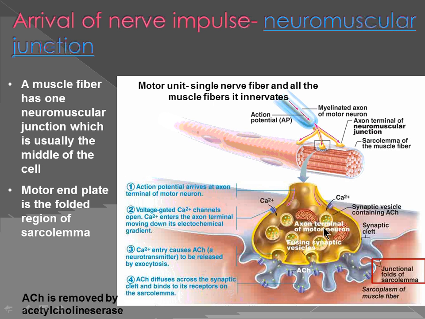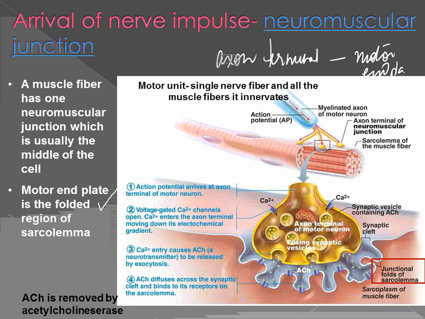But where the nerve fiber comes close to the sarcolemma, if you notice, the sarcolemma actually becomes folded like this. See this? The sarcolemma is folded, and this folded part of the sarcolemma is known as the motor end plate. So your neuromuscular junction is between the axon terminal, which is the neuro part of it, and the motor end plate, which is the muscle part of it. Followed? Okay.